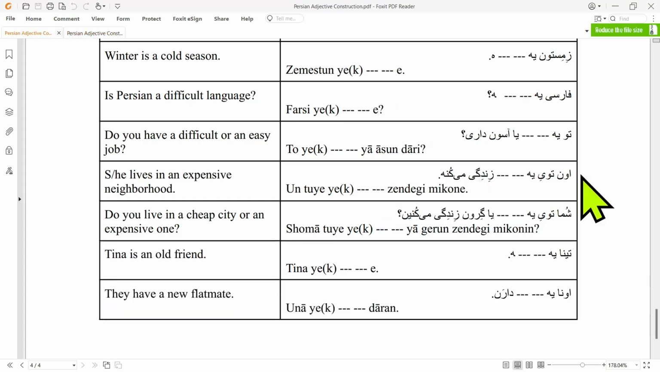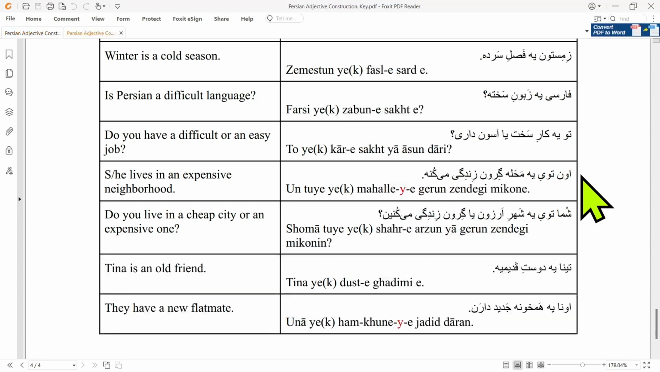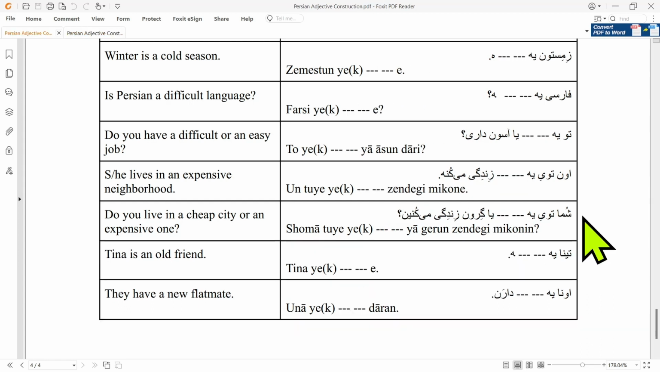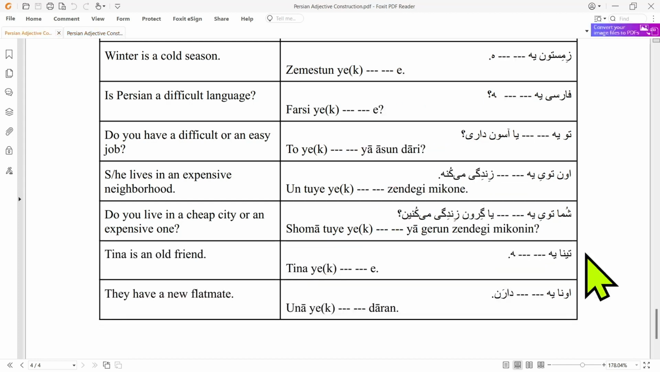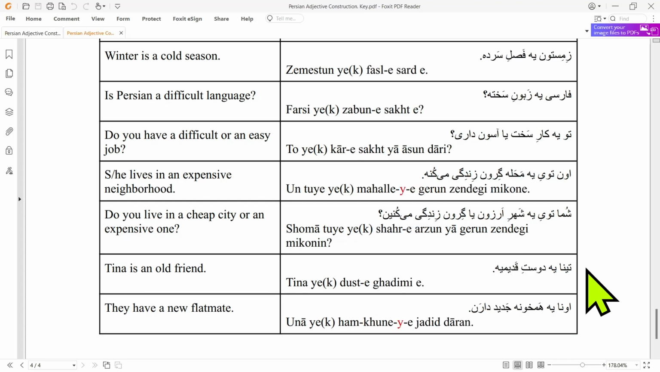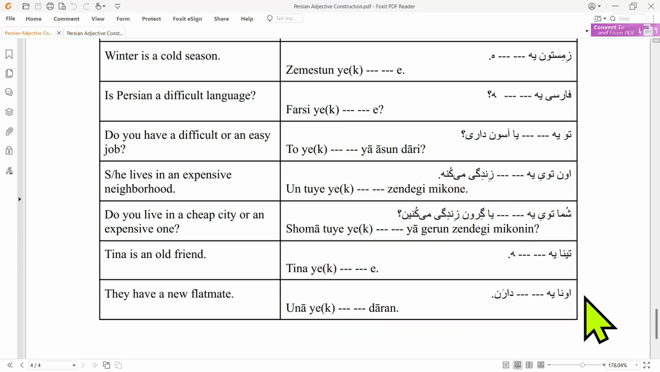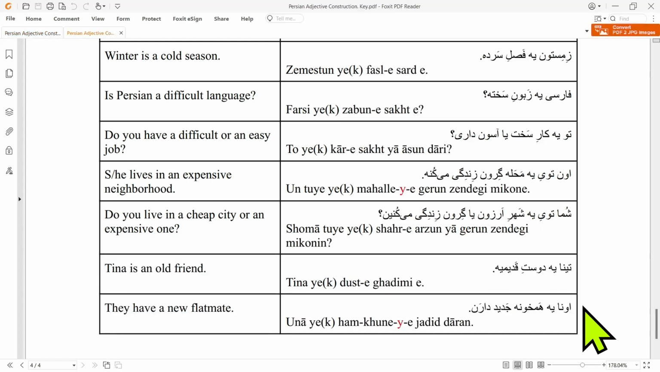She lives in an expensive neighborhood. اون توی محله گرون زندگی میکنه. Do you live in a cheap city or an expensive one? شما توی یه شهر ارزون یا گرون زندگی میکنین. Tina is an old friend. تینا یه دوست قدیمیه. They have a new flatmate. اونا یه همخونه جدید دارن.